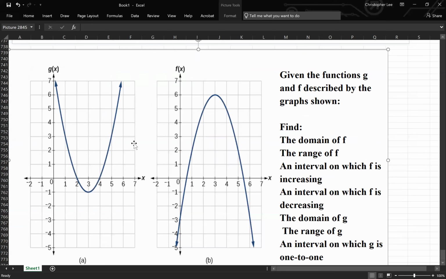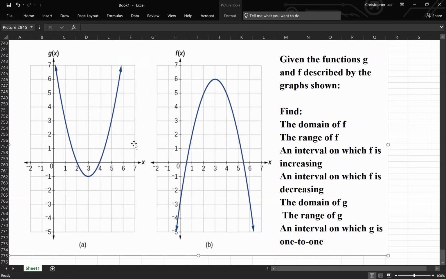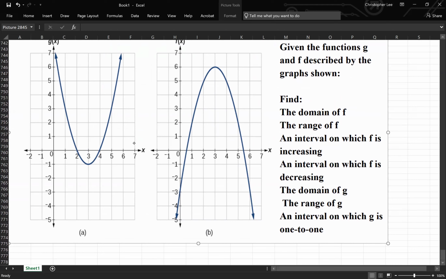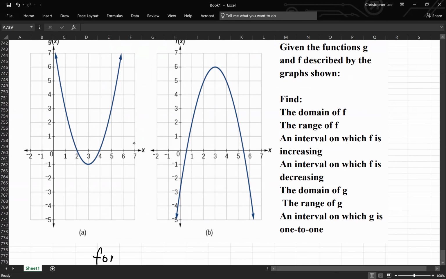All right, let's run through this. So, given the functions g and f described by the graphs below, so we have g, we have f, cool. Find the domain of f. Okay, so let's look at the domain of f, no problem. They want the domain of f. So for f, the domain is what? Negative infinity to positive infinity.